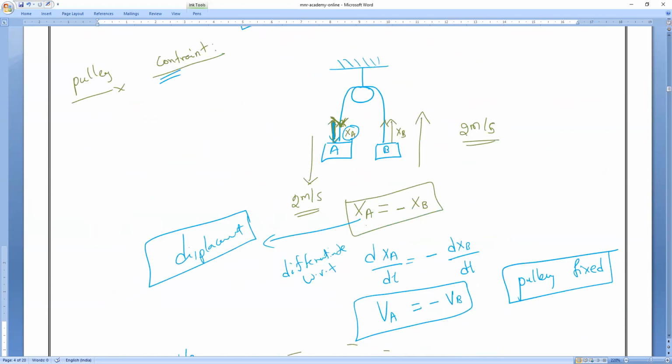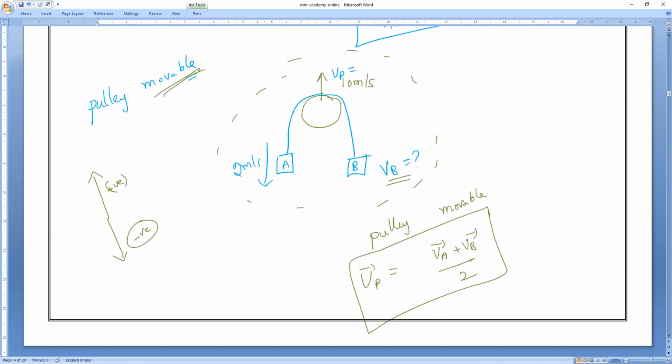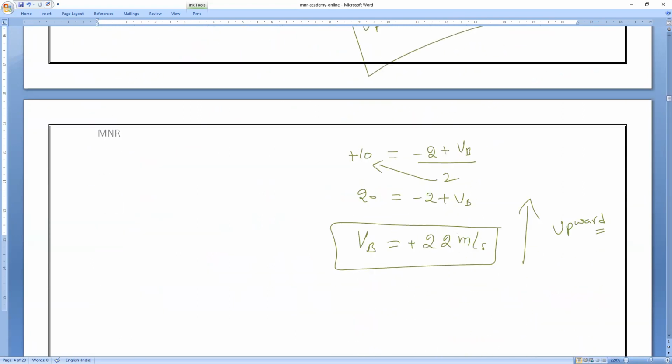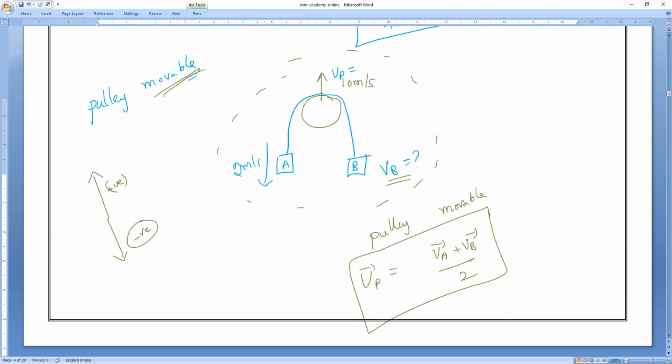If it is a fixed pulley, velocity of A is equal to velocity of B. Am I right? Yes, sir. But have you noticed that if it is a mobile pulley, then velocity of B is not 2, it is 22? Have you checked it? So this is the shortcut formula. You have to use it only when pulleys are mobile. So you have to remember that.